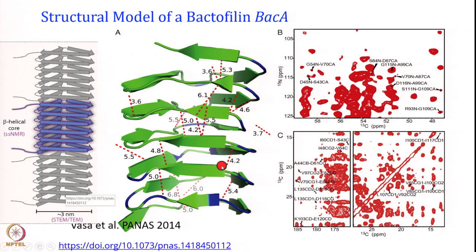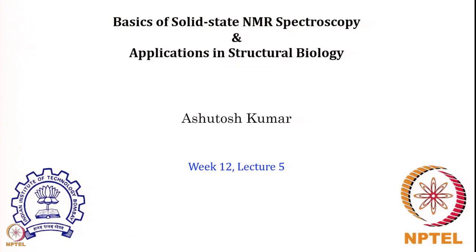Some of these distances we have to measure using PDSD, but in the next class I am going to show you what else we can use for measuring long-range distances. PDSD is good enough for giving long-range distances. You can see distances like 107 to V97, and even 100 to 117 can emerge from carbon-carbon correlation. That helps fix the topological arrangement of these beta strands, how they will be arranged. That is how we can generate a structural model of any fibril.